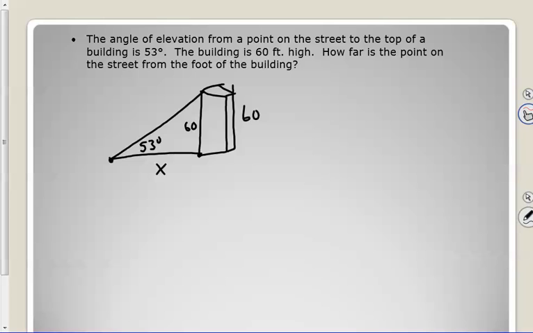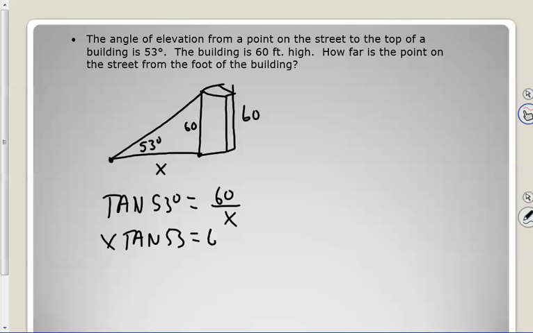So what is x? What am I going to use to find that? I have opposite and adjacent and an angle. So I'm going to do tangent of 53 degrees, and that's equal to 60 over x. Cross multiply, I got x times the tangent of 53 degrees equal to 60. And I'm going to divide both sides by the tangent of 53 degrees. So 60 divided by the tangent of 53 degrees is how far I am. And that's approximately, I think it's 45.2 or something. But you can check that.